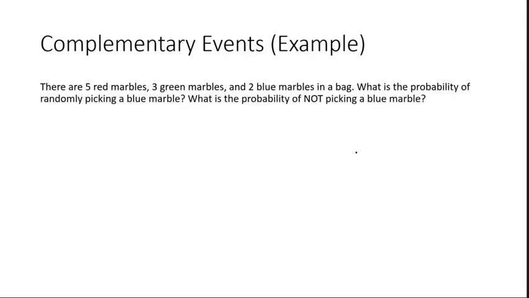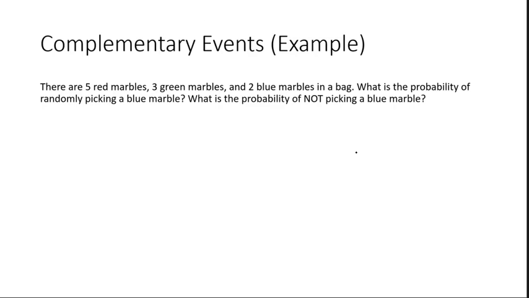So we've talked about complementary events, and here is another example with a different context. So in this example, we have marbles inside of a bag. And we have 5 red marbles, 3 green, and 2 blue marbles in a bag, and we're picking one at random. The question is, what is the probability of randomly picking a blue marble, and then using that to find the complement? So what is the probability of not picking a blue marble?